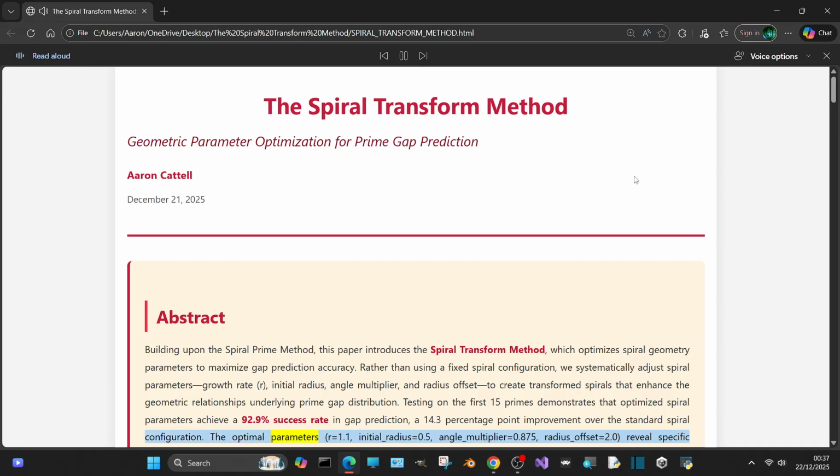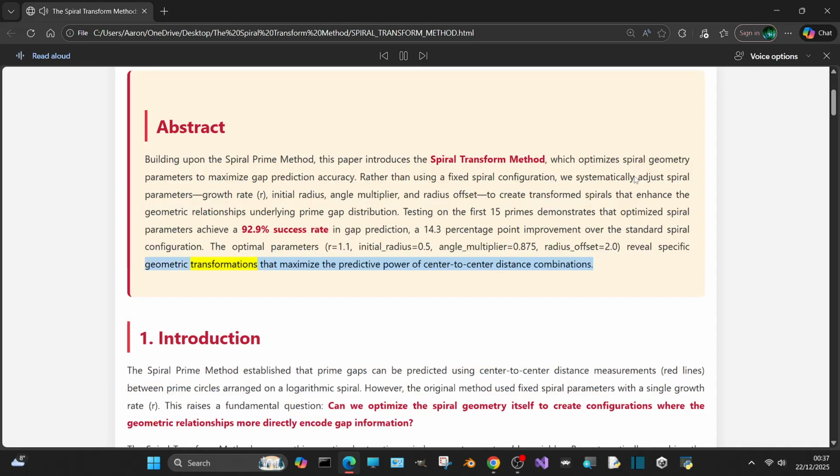The optimal parameters are r equals 1.1, initial_radius equals 0.5, angle_multiplier equals 0.875, radius_offset equals 2.0. They reveal specific geometric transformations that maximize the predictive power of center-to-center distance combinations.